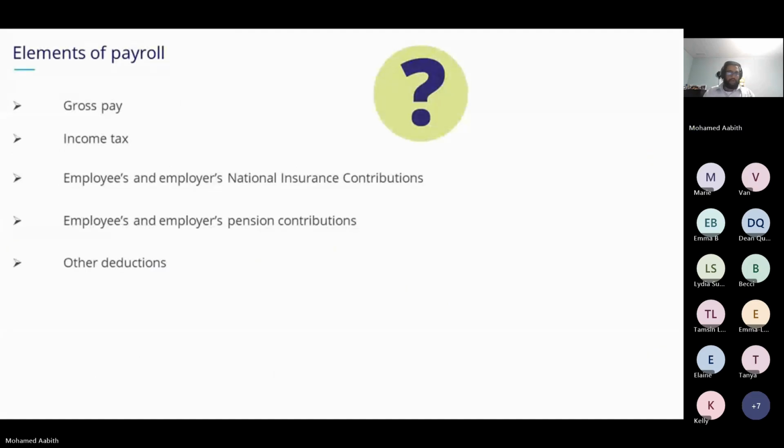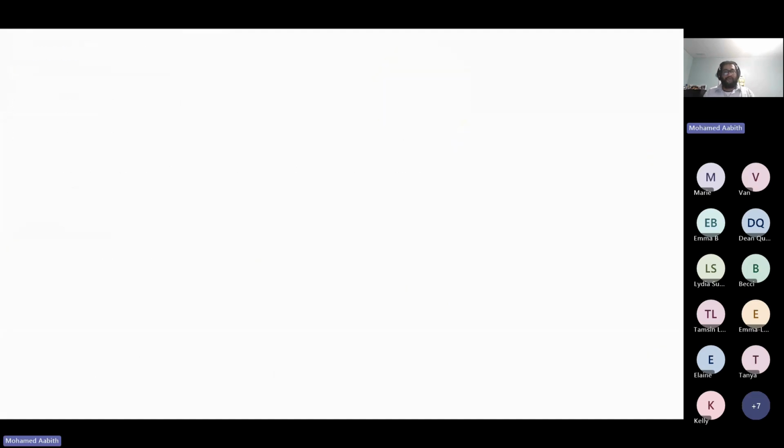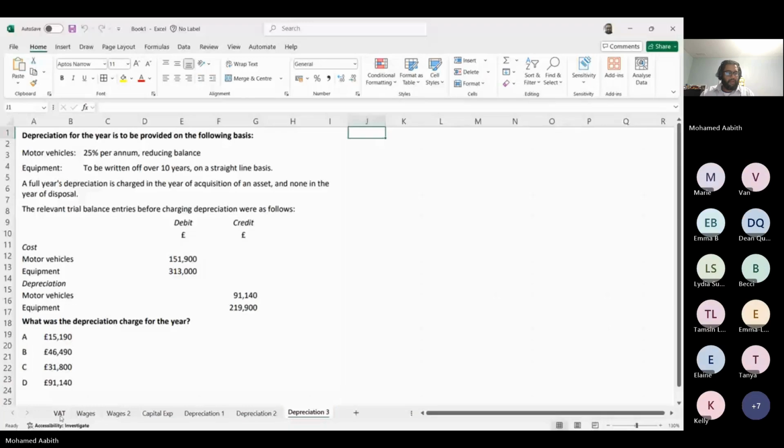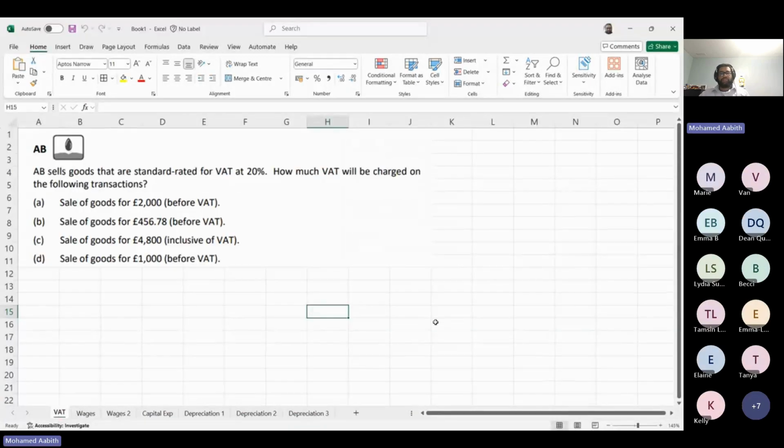So, elements of payroll. But before that, we'll have a quick look into a question where we're going to be learning how to calculate VAT. So here in this scenario, what we have now is a question. AB sells goods that are standard rate at 20%. How much VAT will be charged on the following transactions?